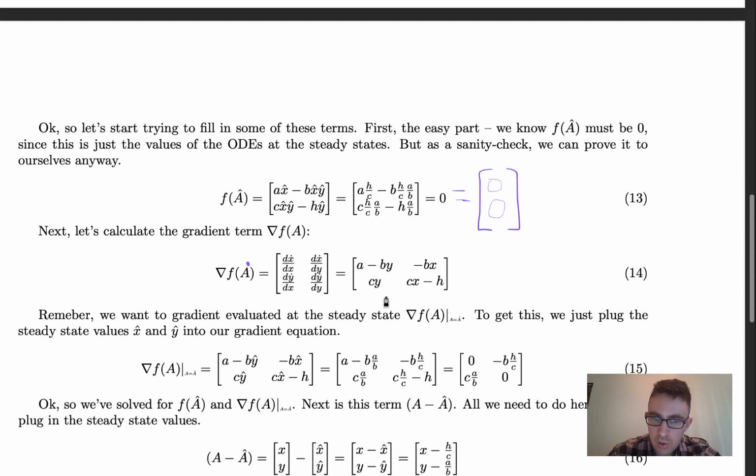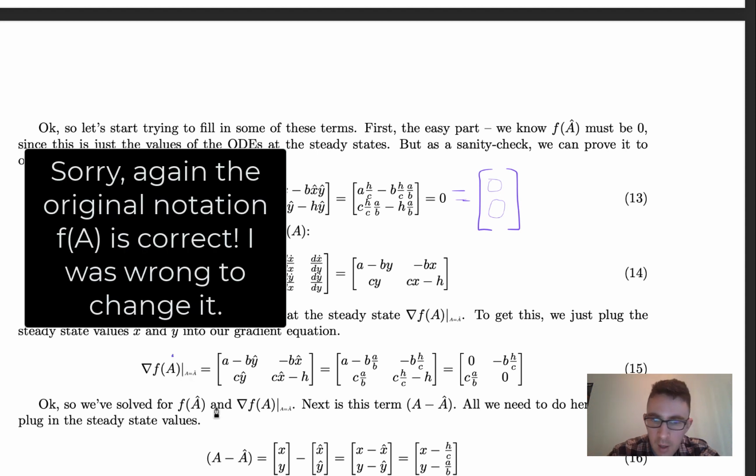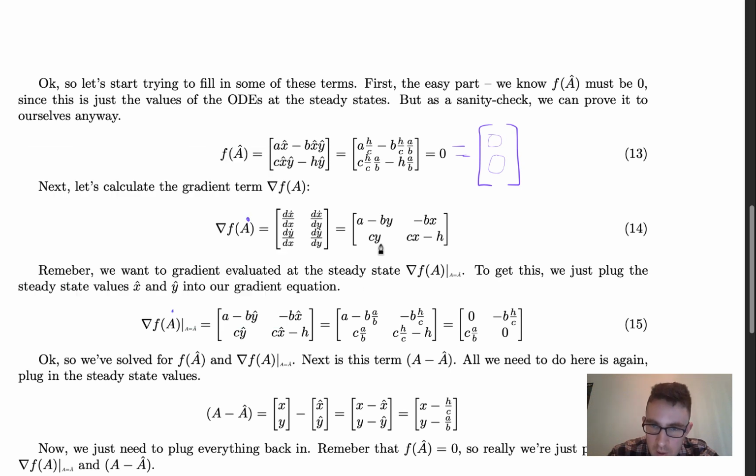This is our gradient, but we next need the gradient evaluated at our x hat and y hat point. Sorry, again, this slight notation mistake here should be a dot. Basically, we're going to take this and plug in our x hat and y hat values into our gradient matrix. We take all these x's and y's and plug in x hat and y hat. I've done that here. And remember, we have our x hat and y hat in terms of the constant parameters.